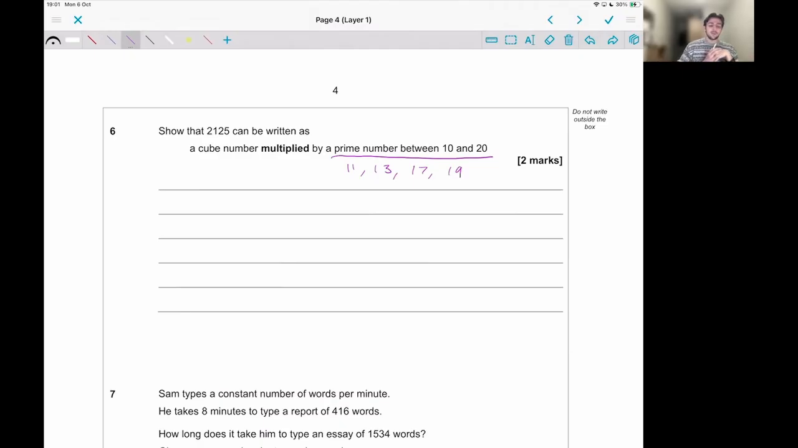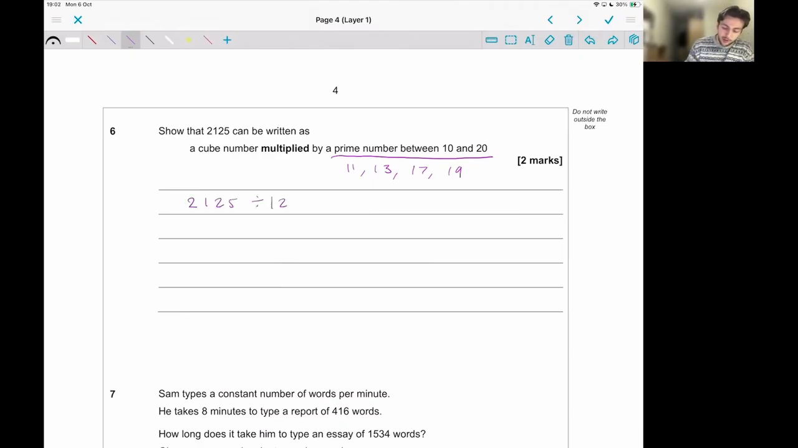So if it's divisible by 5 and it's divisible by 25, and we're looking for a cube number, it sort of makes sense to check, is there any chance it's divisible by 125, which is 5 cubed? Well, let's find that out.